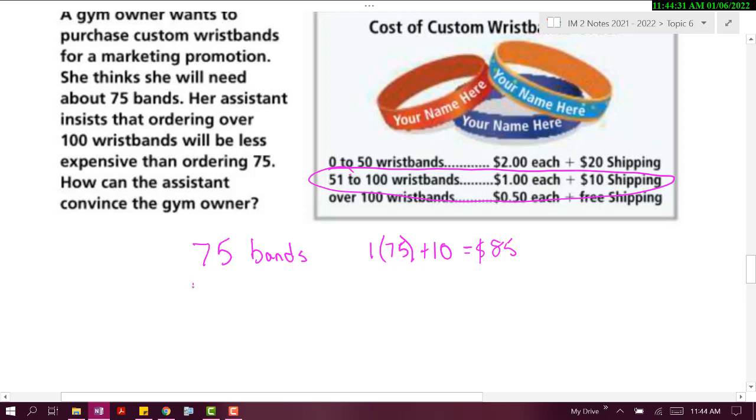But if we went with 100, they're 50 cents each now. And we have free shipping there. So that just costs us $50. So it's much, much, much better to get 100 bands, have some left over, but you pay, well, $35 less for getting 25 more bands. Seems like a pretty good deal to me.